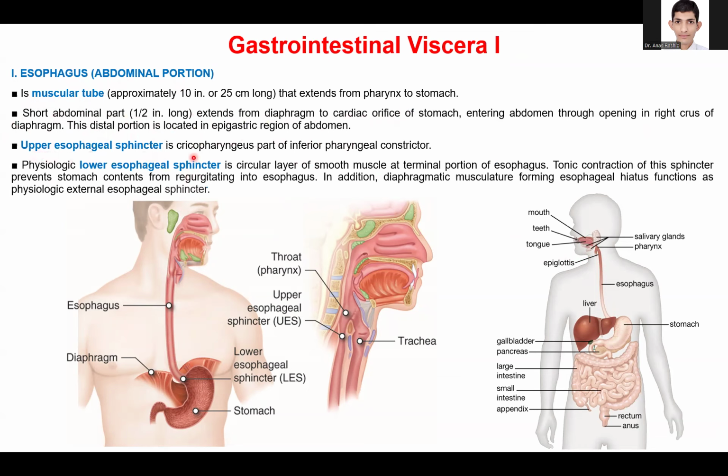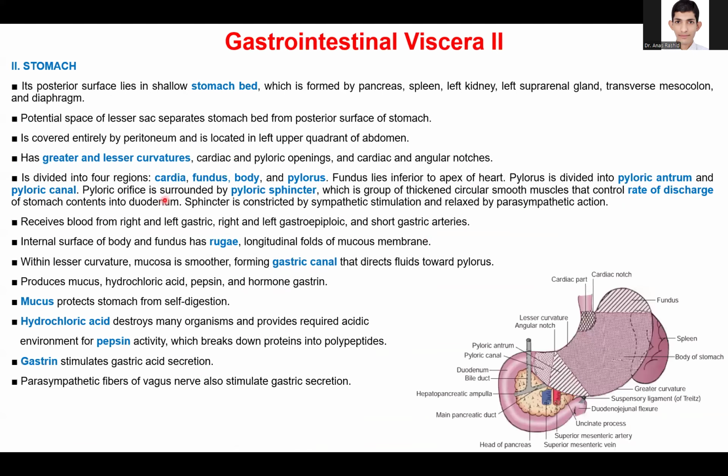The upper esophageal sphincter is the cricopharyngeus, part of the inferior pharyngeal constrictor. The physiologic lower esophageal sphincter is a circular layer of smooth muscle, a terminal portion of the esophagus. As we can see here, we have the upper esophageal sphincter, and we have the lower esophageal sphincter here. Tonic contraction of the sphincter prevents stomach contents from regurgitating into the esophagus. In addition, the diaphragmatic musculature forming the esophageal hiatus functions as a physiologic external esophageal sphincter.